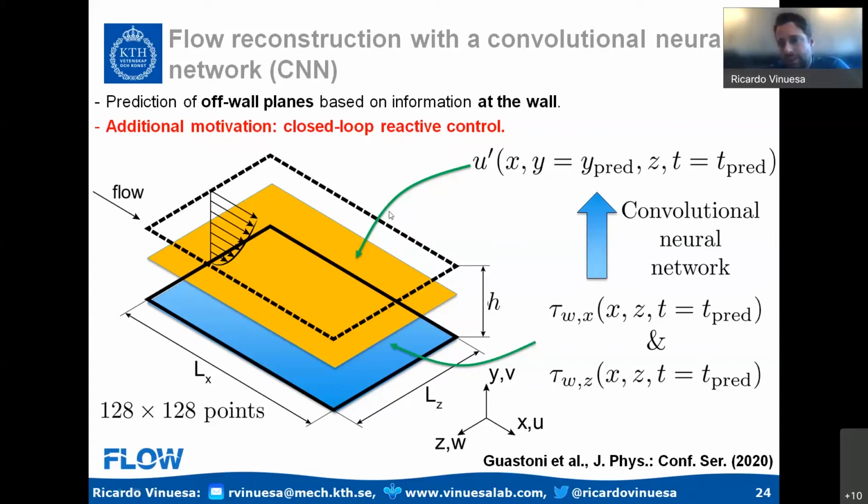One motivation to do this is reactive flow control or closed loop control, where I can design a better flow control to reduce the drag of an airplane, for example, when I understand better what's happening in the flow, because then I can fine tune the type of actuation, the type of control, and adapt it to the particular state of the flow.